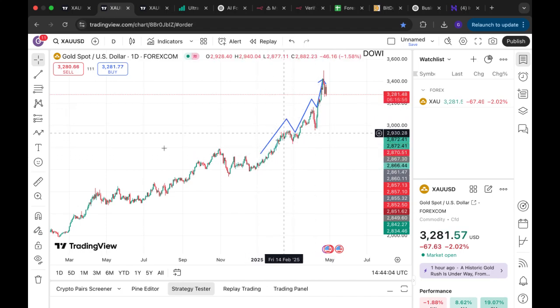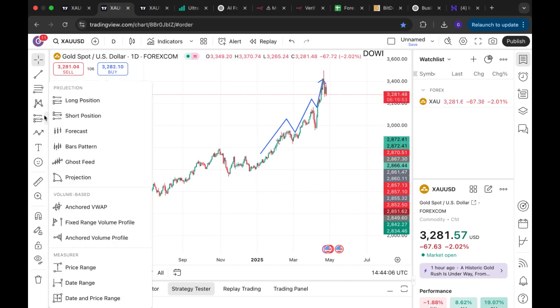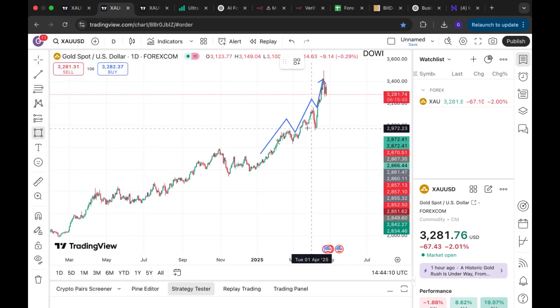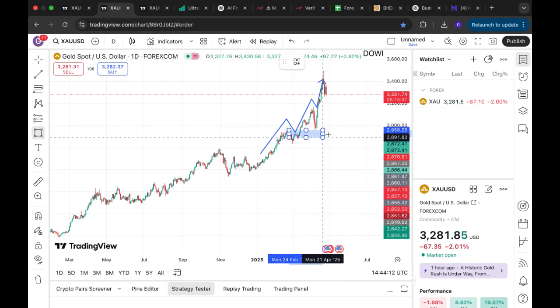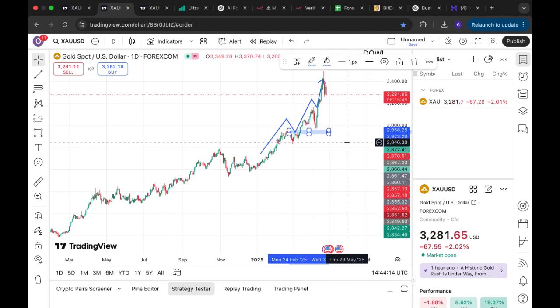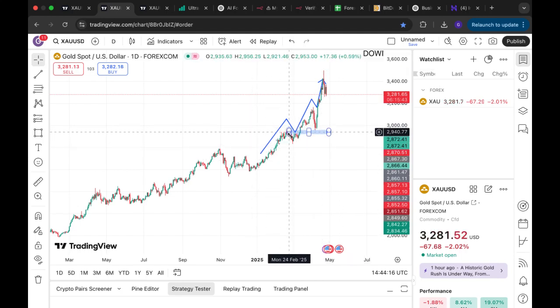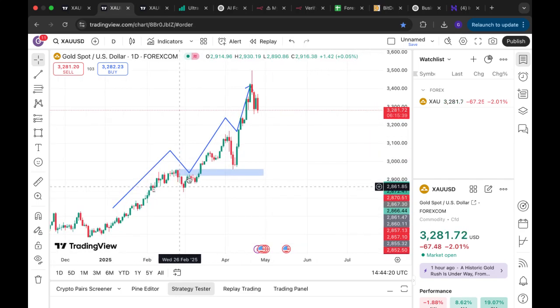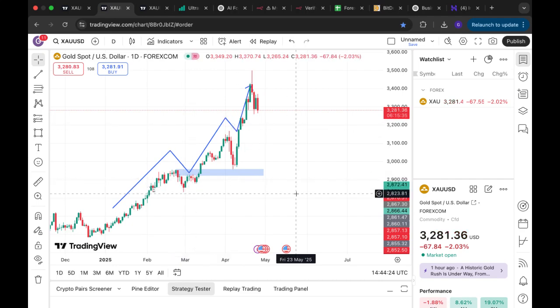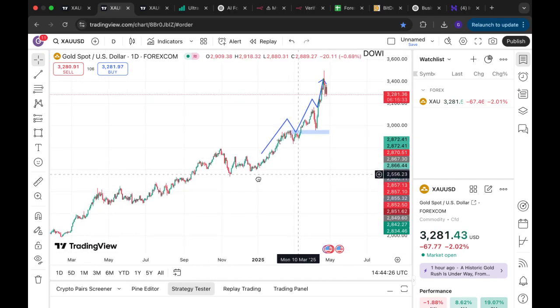So we can clearly mark this zone. This is where price came here and reversed from these points. Price came here, reversed from these points and formed the higher high. Okay, so let's proceed to the next step. So clearly we can see that gold is in an uptrend.